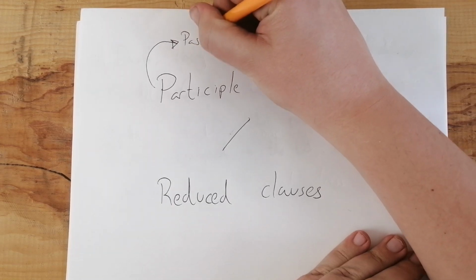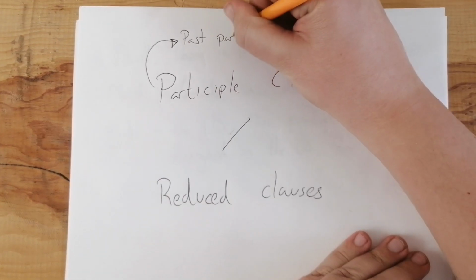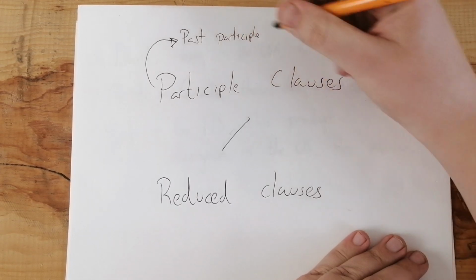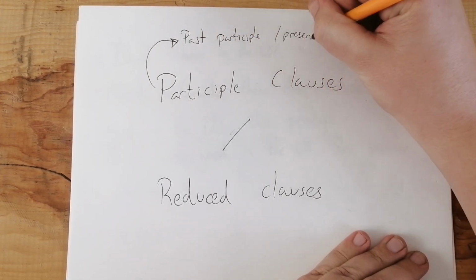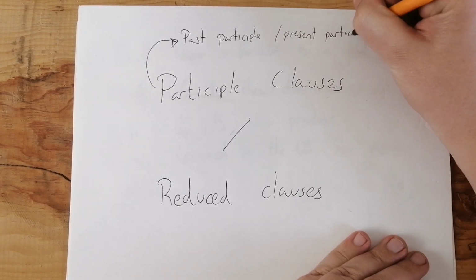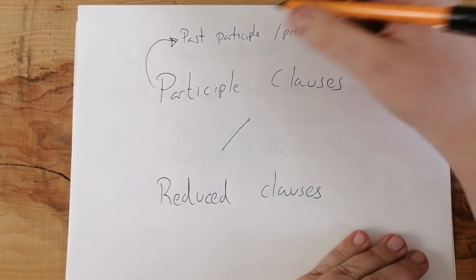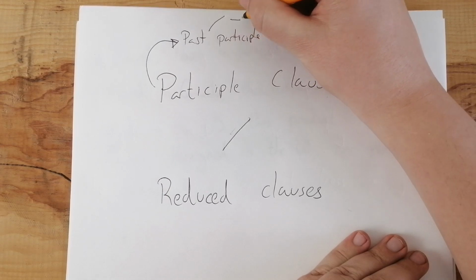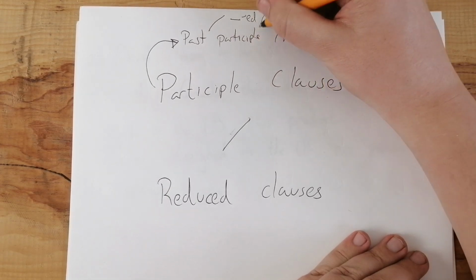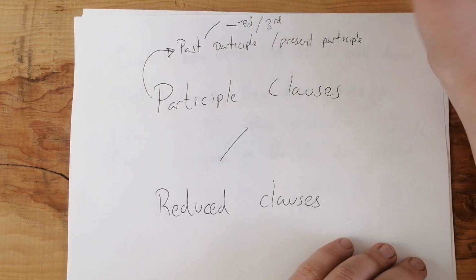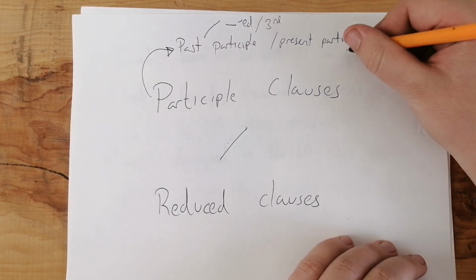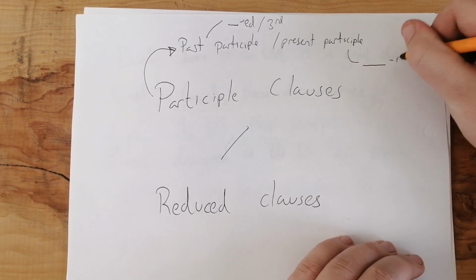We've got the past participle and the present participle. Now, the past participle is ed if it's regular. If not, we need to check the third column, okay? So, for example, break, broke, broken. Broken would be the past participle. Drink, drank, drunk. The present participle ends in ing.